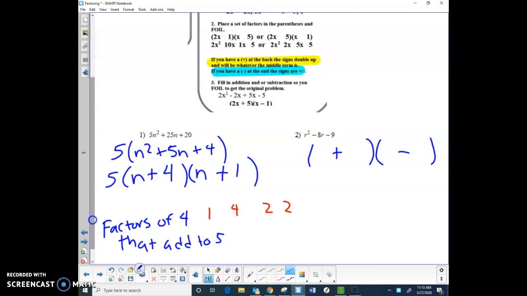All right, so the next one, I have an r squared. There's no number out front, so I can just separate my r's like that. So I'm looking for factors of negative 9 that add to negative 8. So my factors of negative 9, I've got 1 and 9, and 3 and 3. So a combination of one's positive, one's negative.